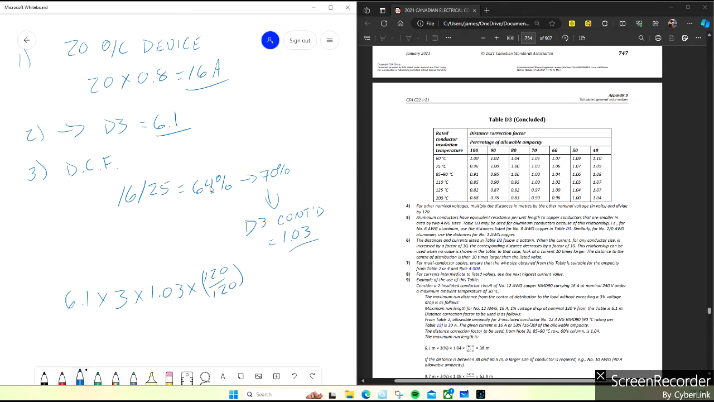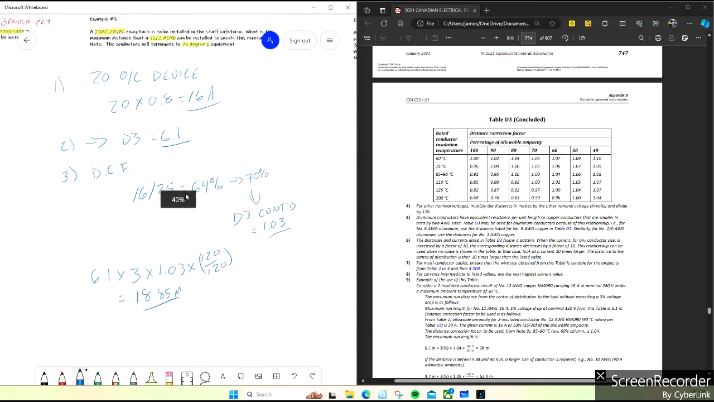But that's your formula. You calculate all this out, and you'll get an answer of 18.85 meters. That's your answer. That's how far you can go with this circuit. Okay, so that's question 3. Simple. Last one.